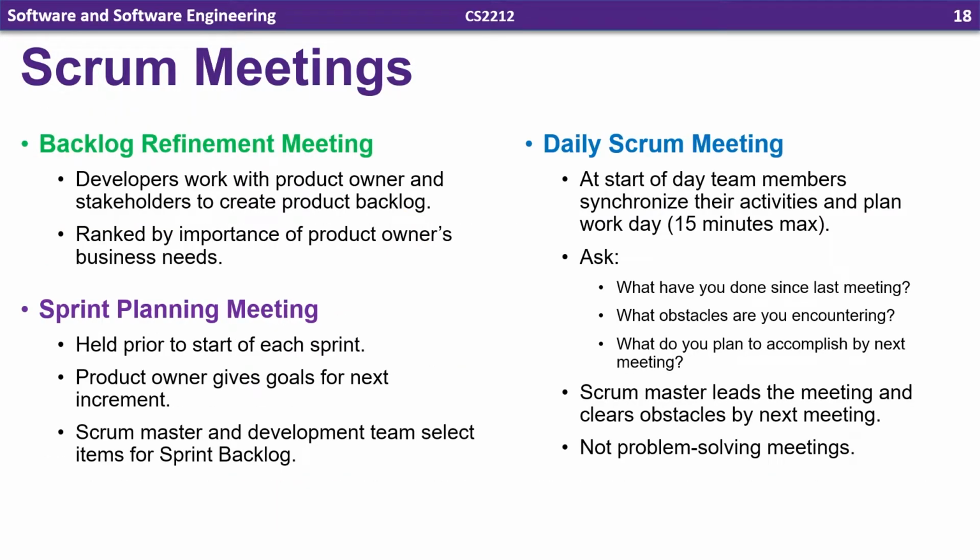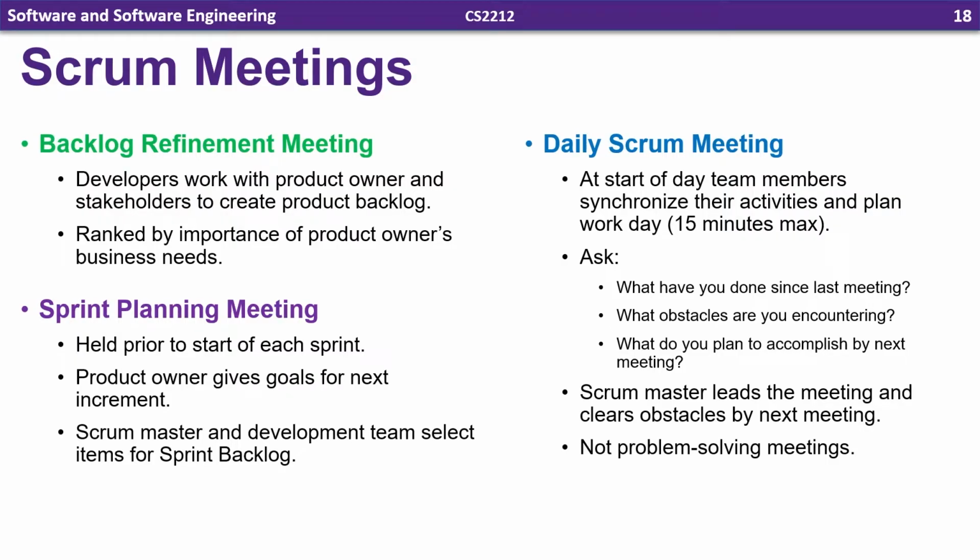So Scrum really emphasizes a lot of face-to-face meetings, though it does try to make the more frequent ones as short as possible. The first one is the backlog refinement meeting. This is where developers work with the product owner and the stakeholders to create that initial product backlog. Then everything in that backlog is rated by importance to the product owner's business needs.